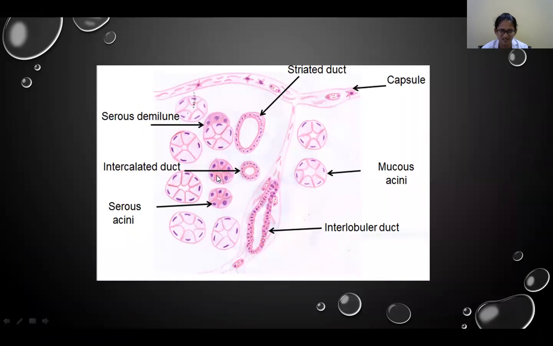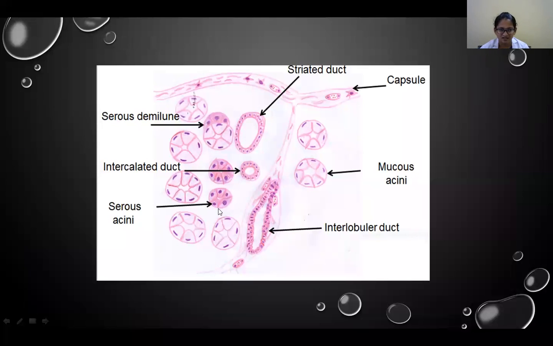See how the cell is arranged. These are the mucous glands and these are the serous glands. First, we are going to discuss the serous gland. How does the serous gland look?